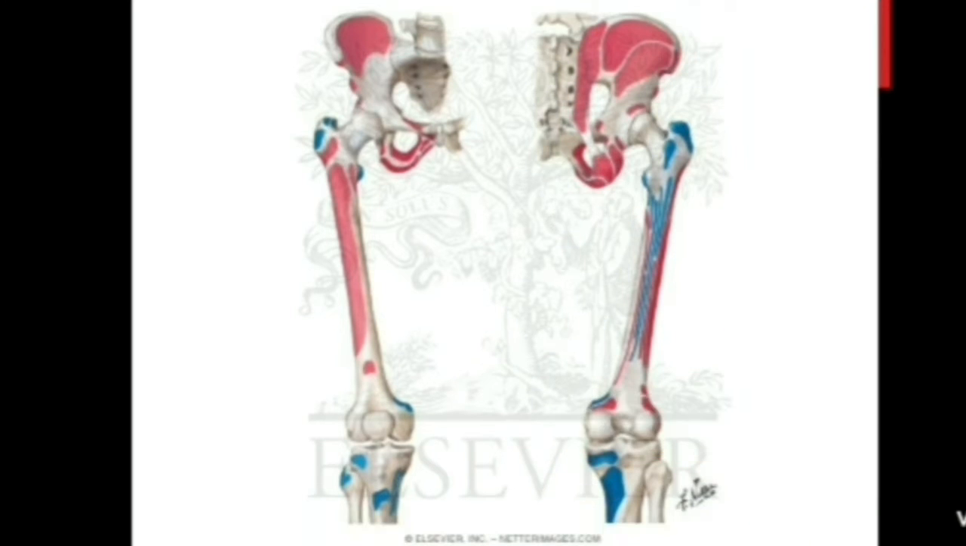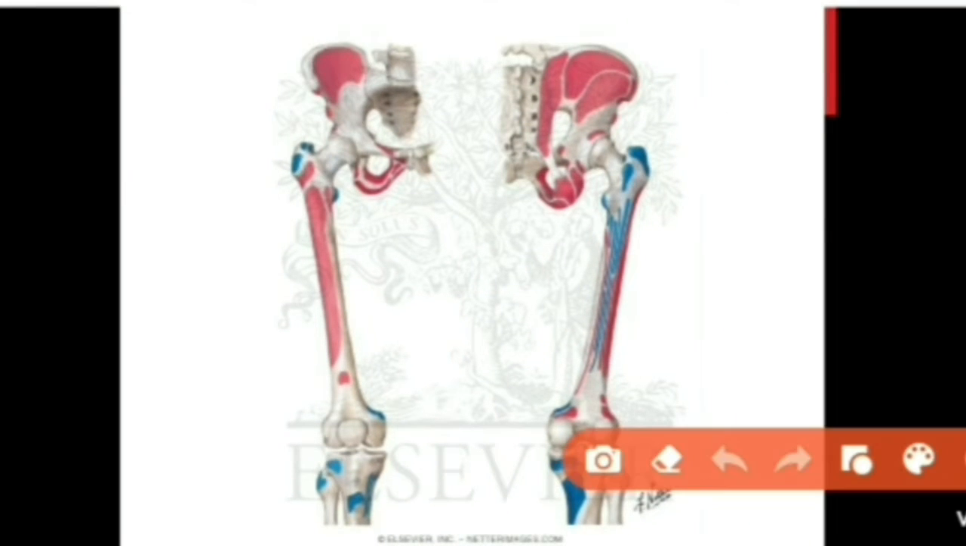So the part that we are most concerned with in this particular part of our anatomy is the ischial tuberosity. This forms the ischial tuberosity. Now let's take a look at each of these muscles one by one. So the first one is going to be semimembranosus.